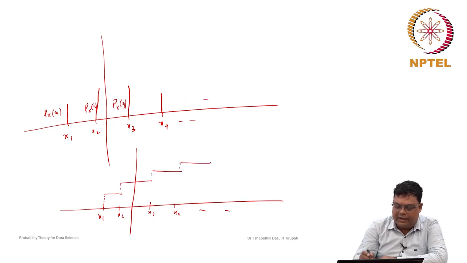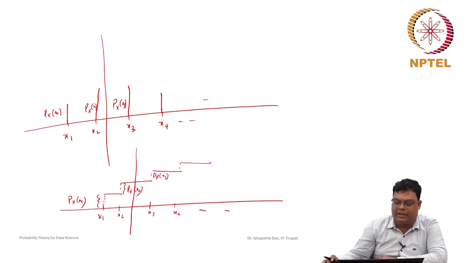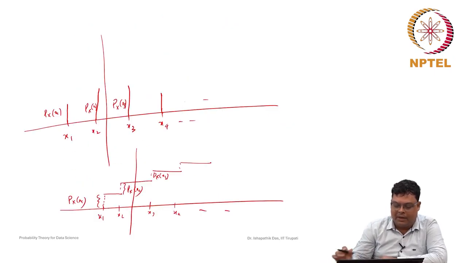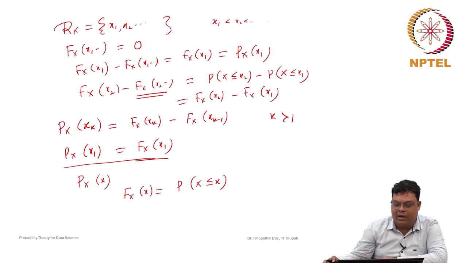We have already discussed that this value is nothing but p_X(x1), this value is nothing but p_X(x2), and this value is nothing but p_X(x3). So, p_X(x1) is nothing but F_X(x1). From here, this value p_X(x1) is nothing but F_X(x1). From p_X(x2) onwards, it is nothing but the difference of their probabilities.